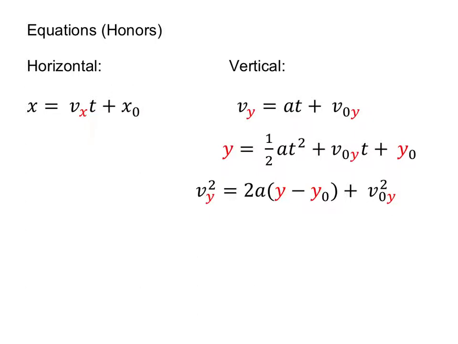Now again, these are pretty much the same thing. The only difference here is that I've decided to split up the delta x into an x final and x initial. And the same thing goes for my delta y, into the y final and the y initial. So for regular, you'll see these as triangle x's. They essentially mean the same thing.